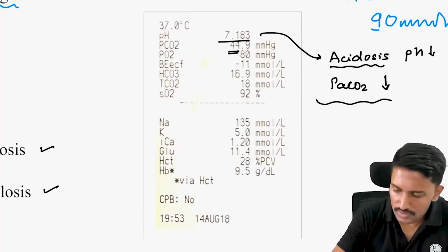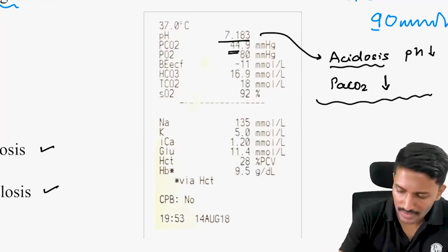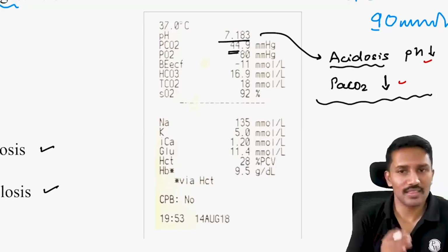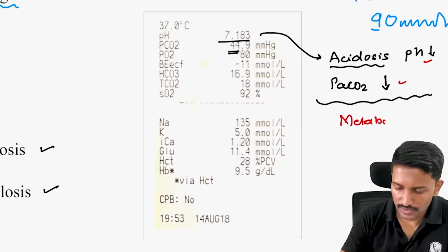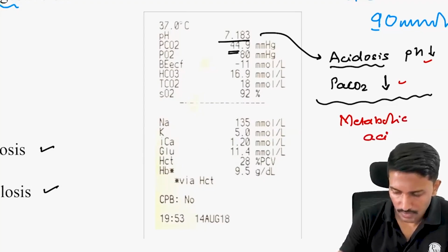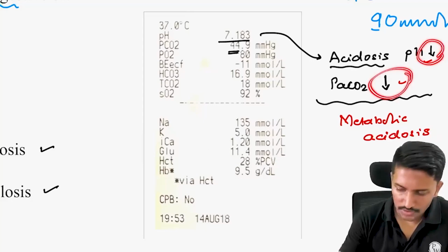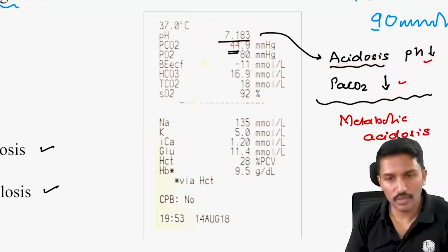So now that means that I have pH and PaCO2 both going in the same direction, right? So in that case, what should I count this as? I will count this as metabolic acidosis. Metabolic because they are in the same direction, acidosis because pH is less than 7.35.